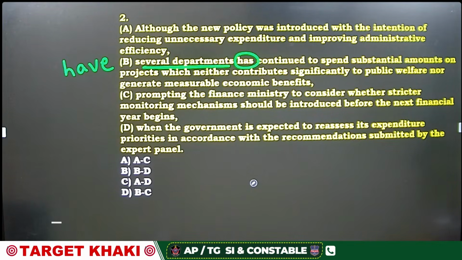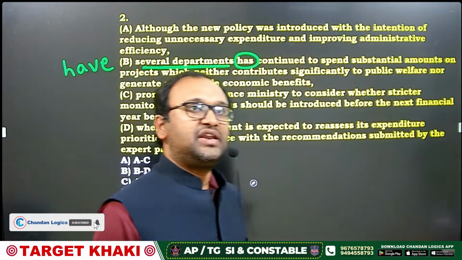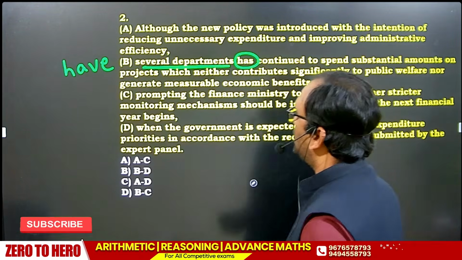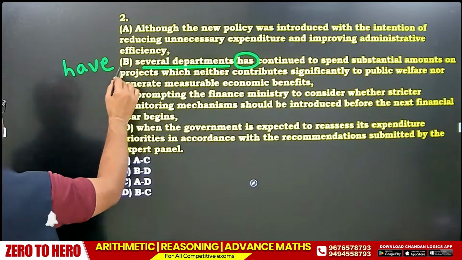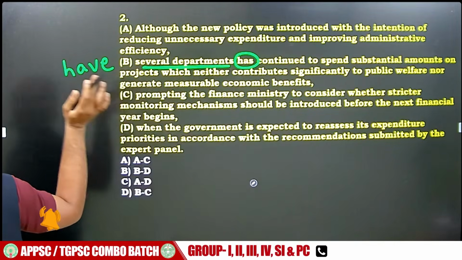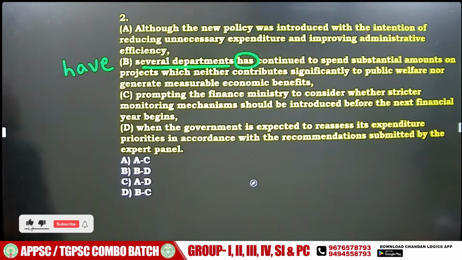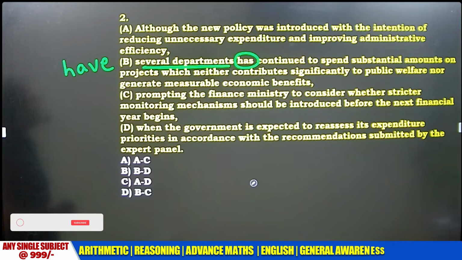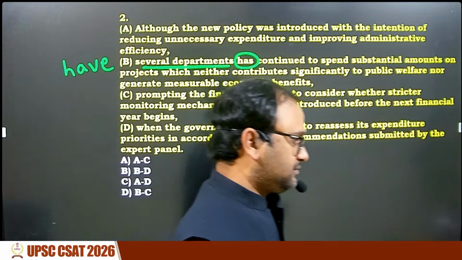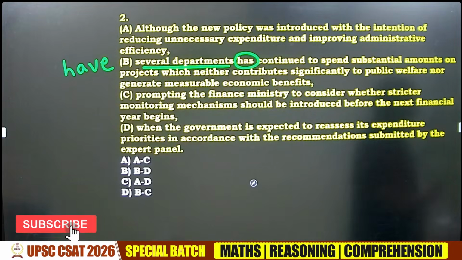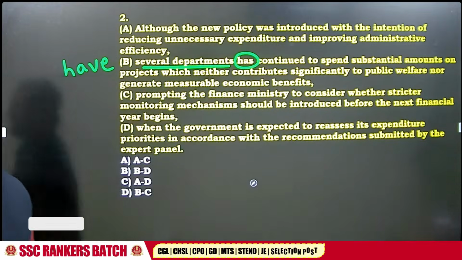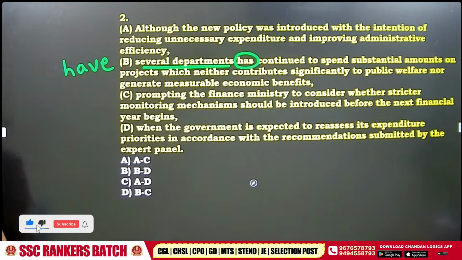Where is the other error? B is okay. B is clear. In the B part, has is wrong, have is fine. Okay, B is okay. What about the other options? No answer yet. Nobody has given the right answer yet. You successfully found the error in the B part, but what about the other statements?